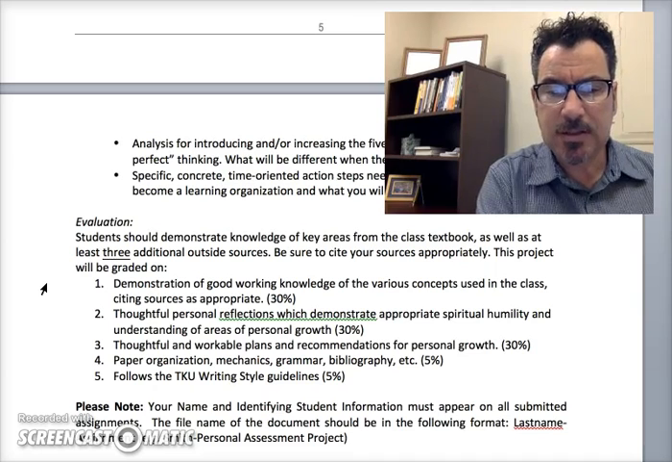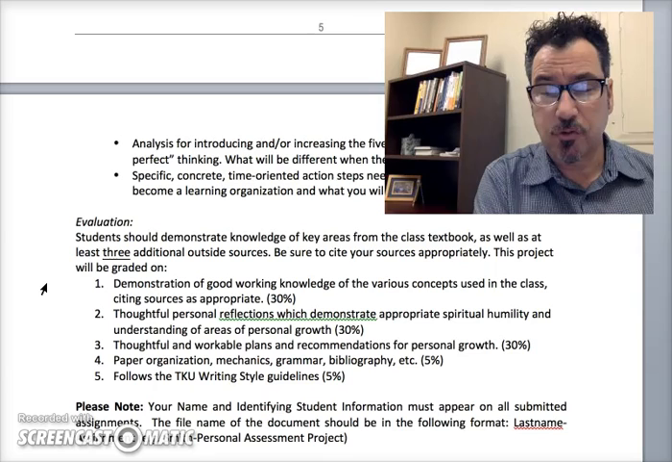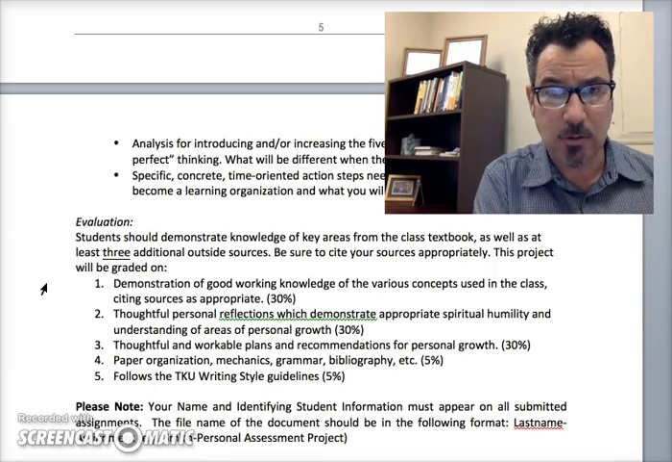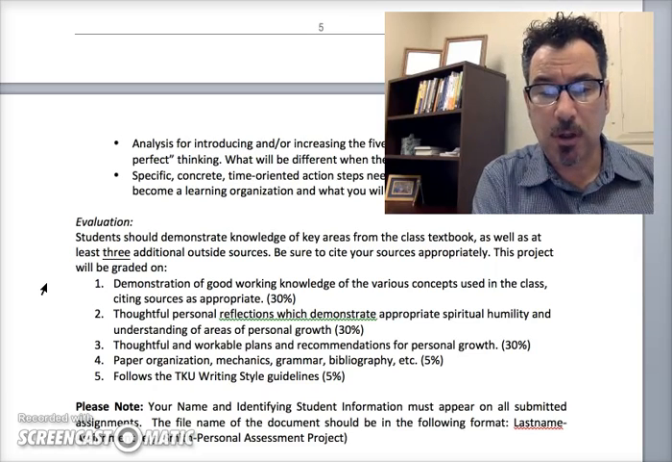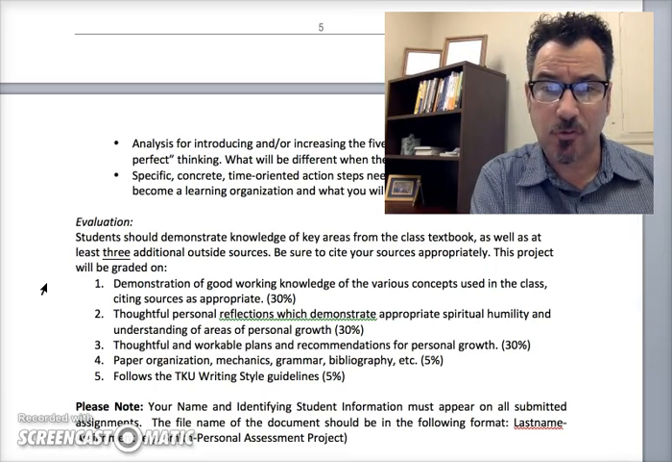And then follow the TKU writing style guidelines. Now, again, we've talked about this. You can use the Chicago style guidelines, right? They're pretty similar, so I'm not that picky. So you can either use the TKU manual, go online, find some resources on the OWL. Find some resources on the Chicago style, also known as the Turabian style.